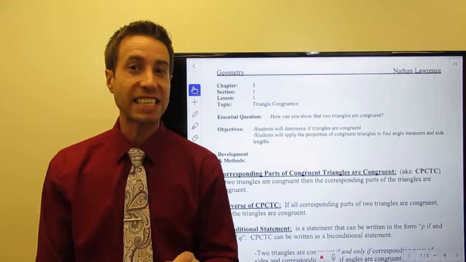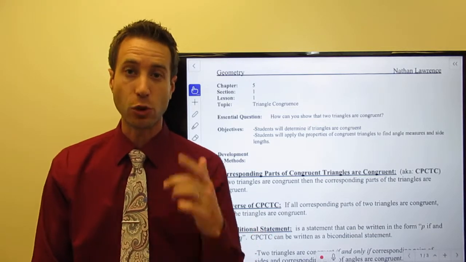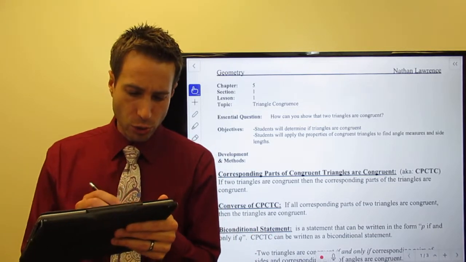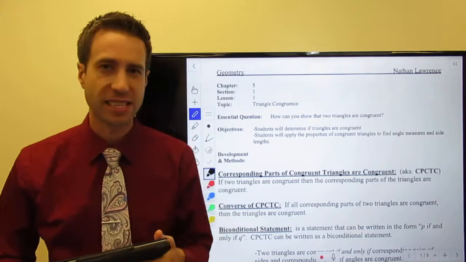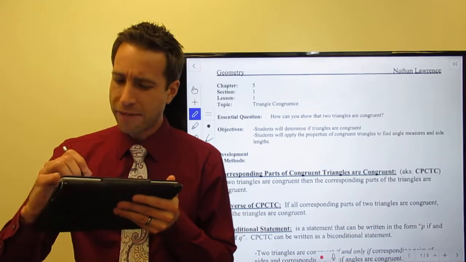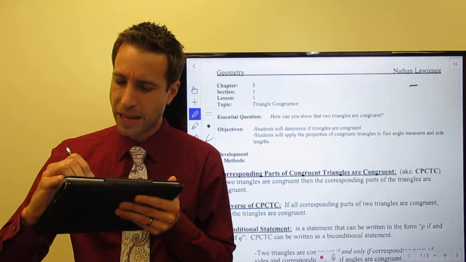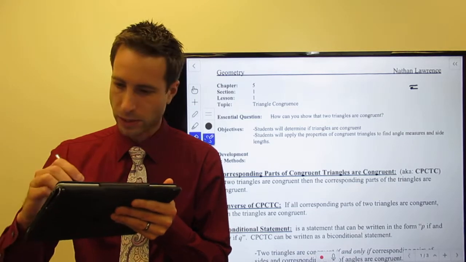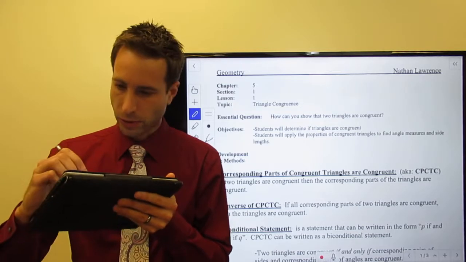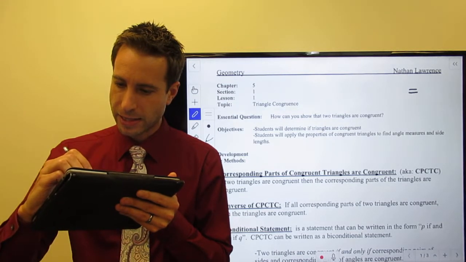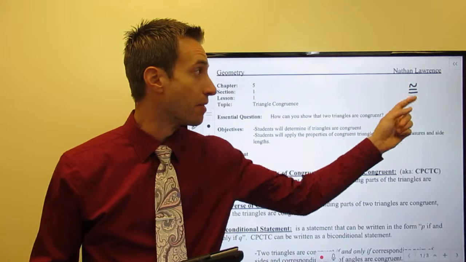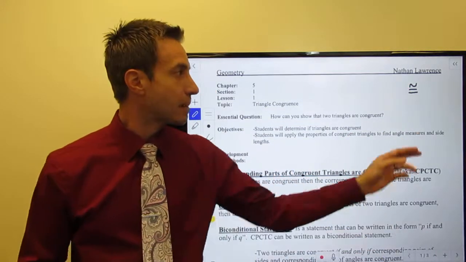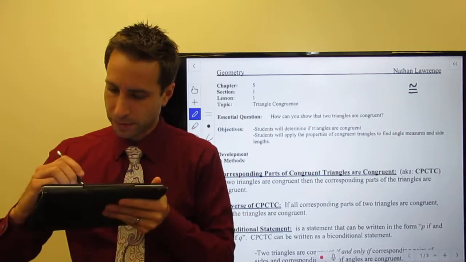We've talked about the idea of shapes being congruent. Here's a quick refresher before we jump into this section. We have a special notation for congruence. It is an equal sign with a little squiggle above it, and remember that that symbol means congruent.